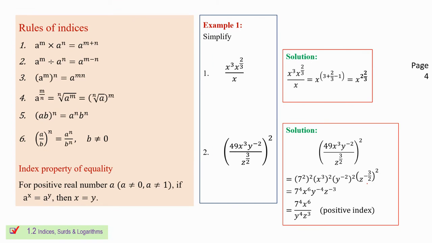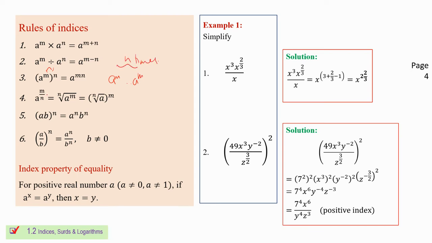So now let us look at some of the rules of our indices. If we have two indices with the same base but different powers, we can simplify them by using the operator plus. So a^m times a^n becomes a power of m plus n. If this is a divide, it will become a minus. If you have a^m with a bracket power of n, you just multiply these two, a power of m times n.